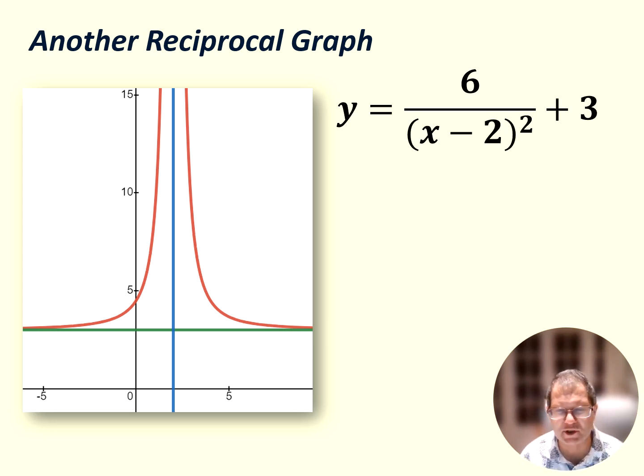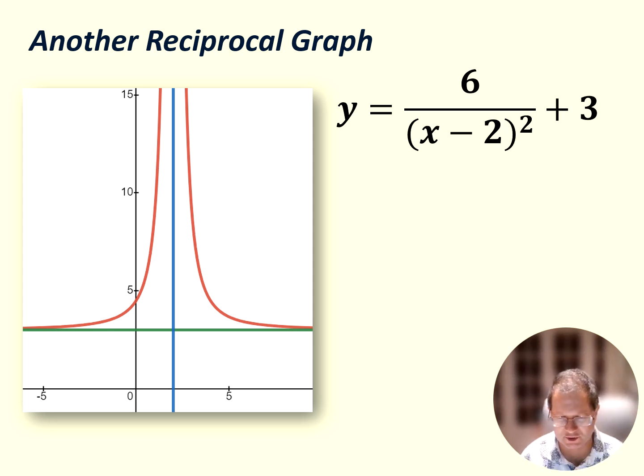Anyway, another reciprocal graph. In this case, we've got y equals 6 over (x minus 2) squared plus 3. So rather than the asymptote being at, say, the x-axis, the graph has been raised by 3. Okay, we'll be looking at graph transformations in the next lesson, but basically the 3 on the end has made the graph go up by 3. The vertical asymptote is not x equals 0, the y-axis, because the x minus 2 squared has also translated the graph right 2.